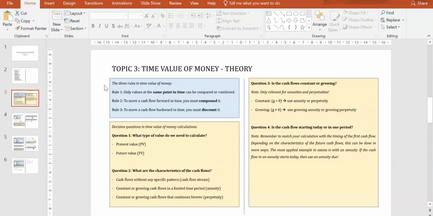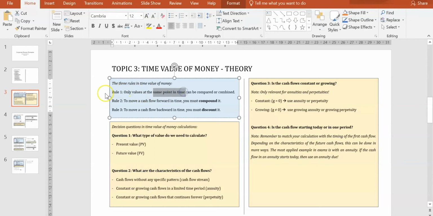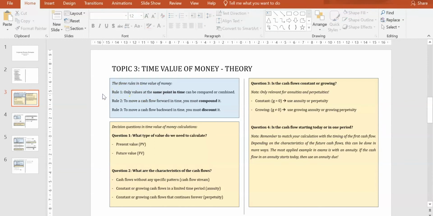The first rule is that you can only add, combine, and compare values that are in the same point in time. That means that if you have a value that is compounded forward to, for example, time 5, you cannot add that to a present value at time 0. It simply doesn't make sense. It's like adding apples and oranges.